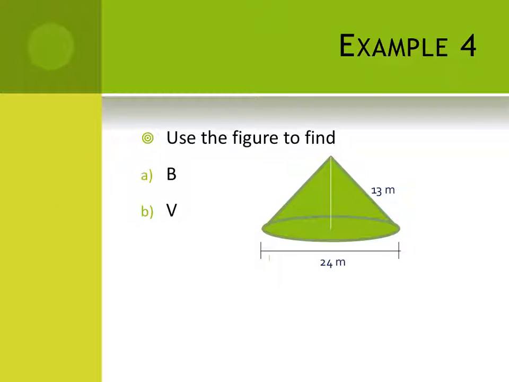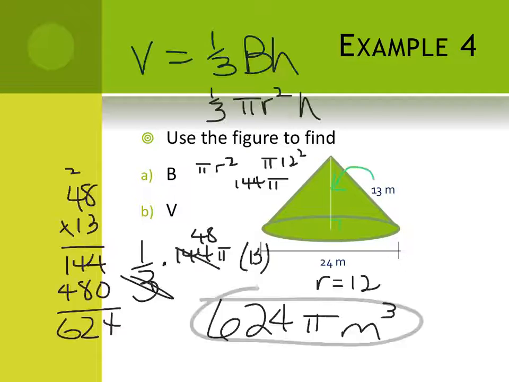Next one. Now we're going to use the picture to find the volume of this cone. Okay, they're giving us a slant height again. So we're going to find the volume of the cone. The first thing we need to do is find the radius length, because I need to find the radius, so I could do pi r squared.